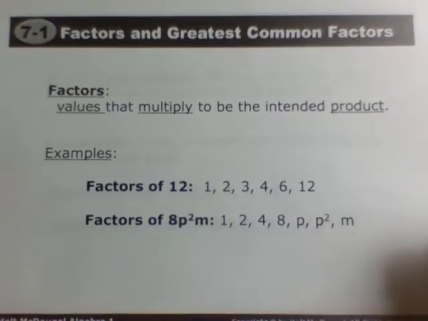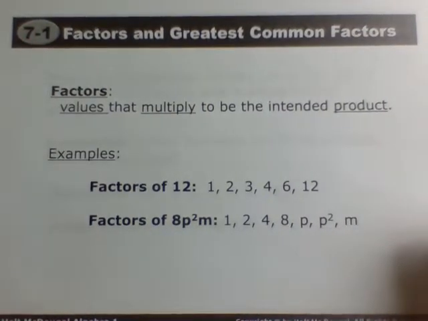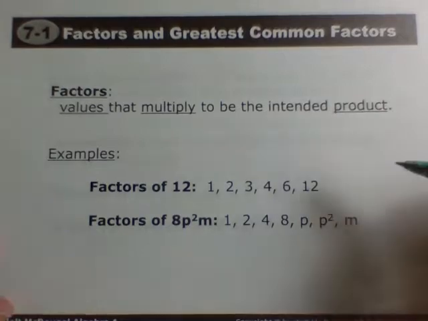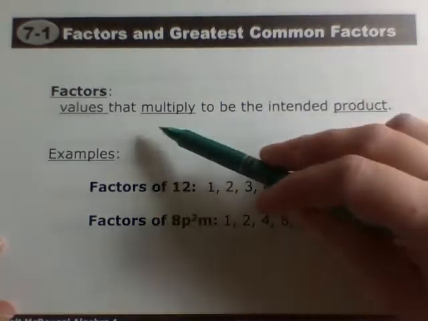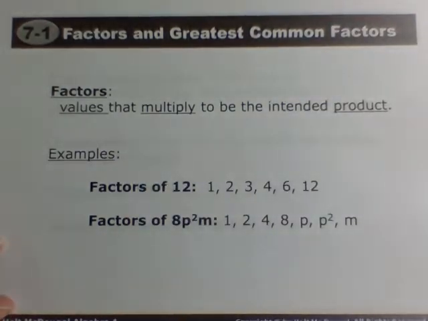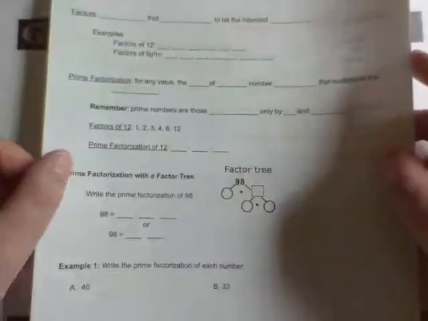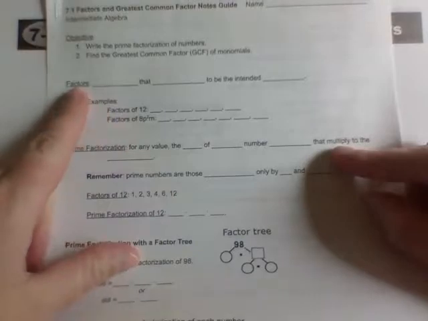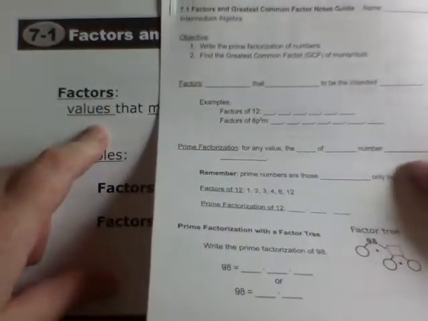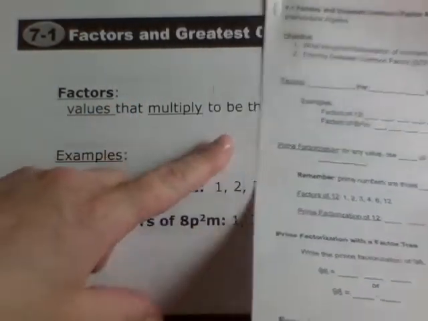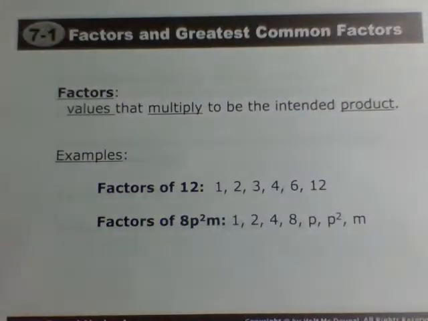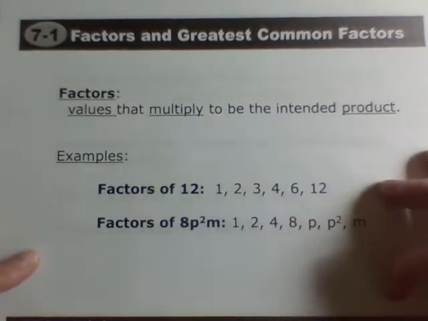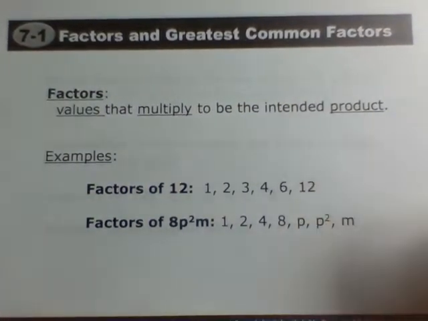let's see. So factors are values that multiply to the intended product. And you'll notice that some of these words are underlined, and that's because there is a notes guide that goes along with this video. And so you can go ahead and fill that in. So for instance, factors are values that multiply to be the intended product. So again, you can follow along on that sheet, or you could have printed off the slides like I have.